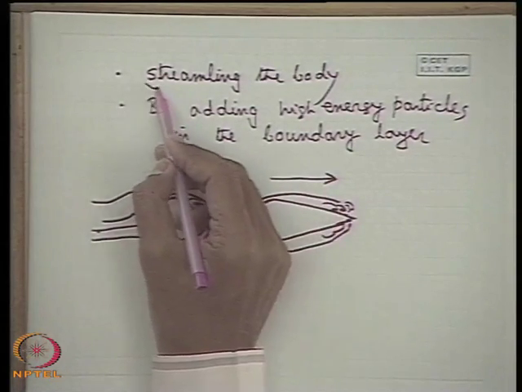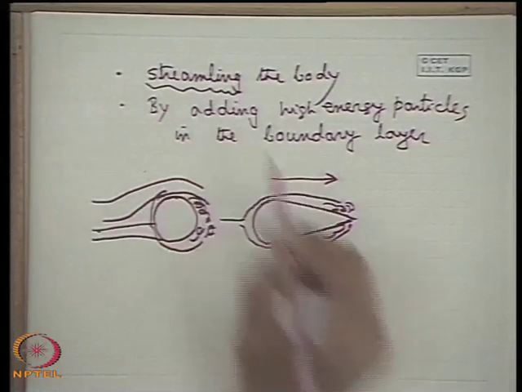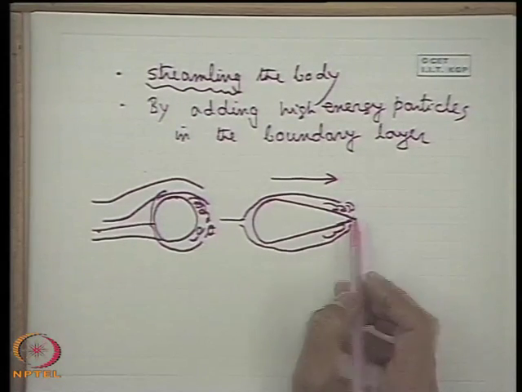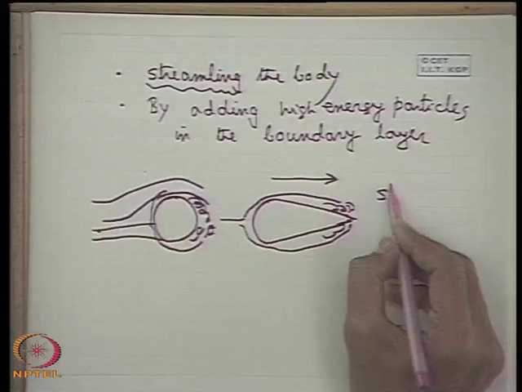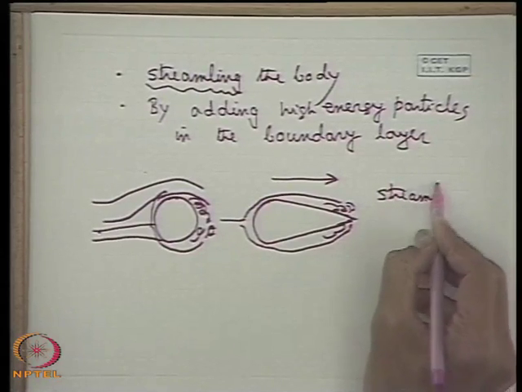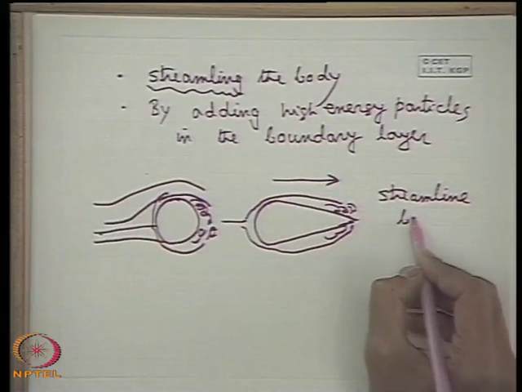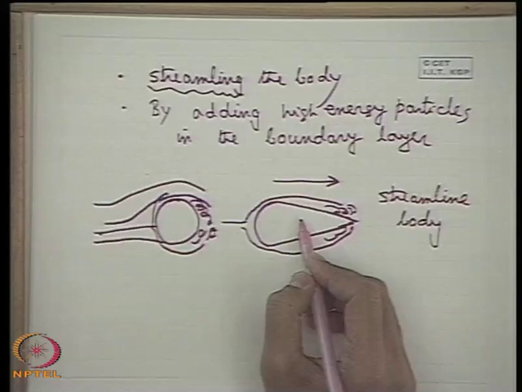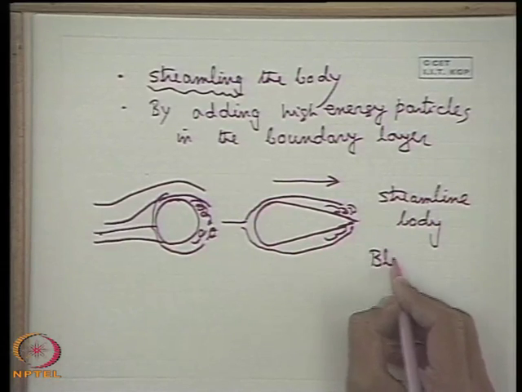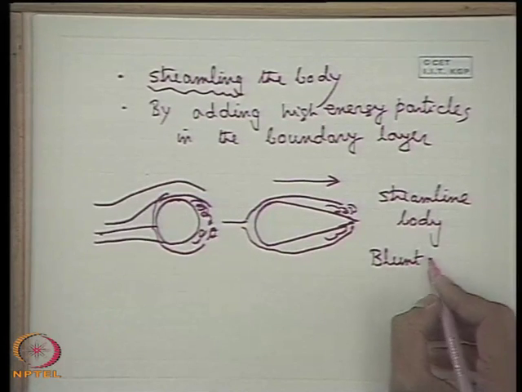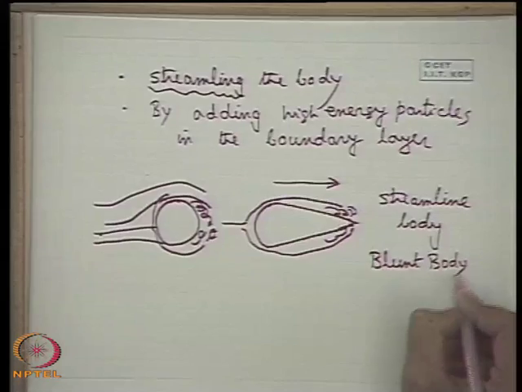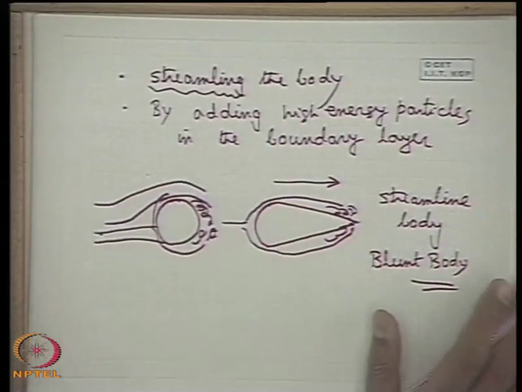So, a body where the boundary layer separation is much delayed or prevented is known as a streamlined body, whereas a body for which the boundary layer separation is advanced is known as a blunt body, which gives more boundary layer separation. So, that is making the body streamlined.